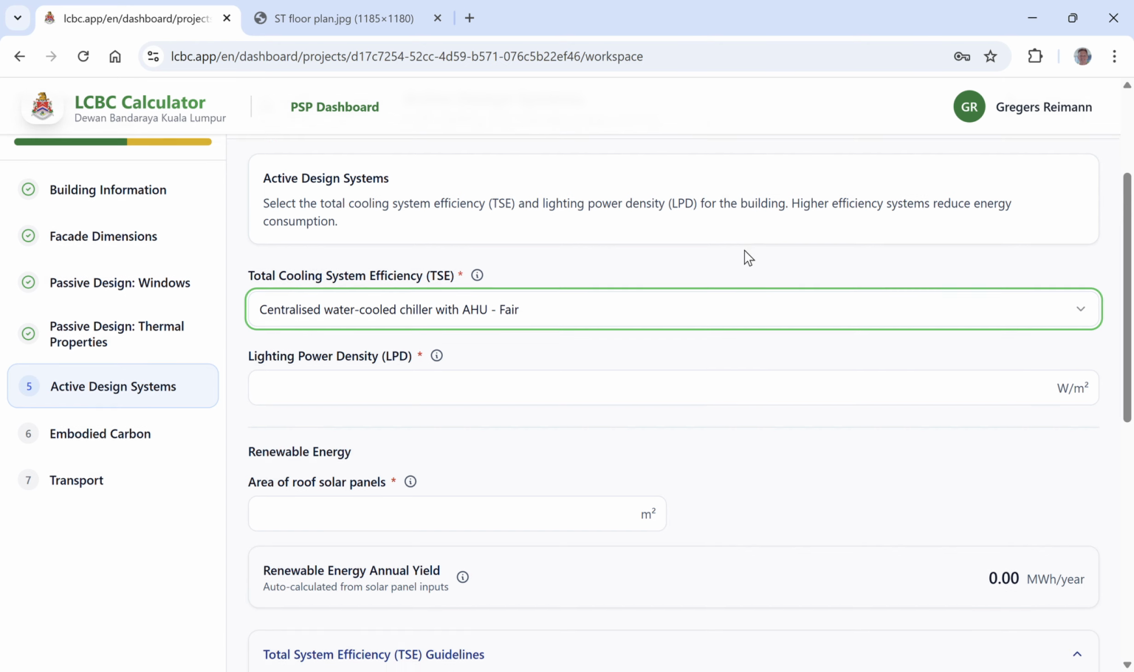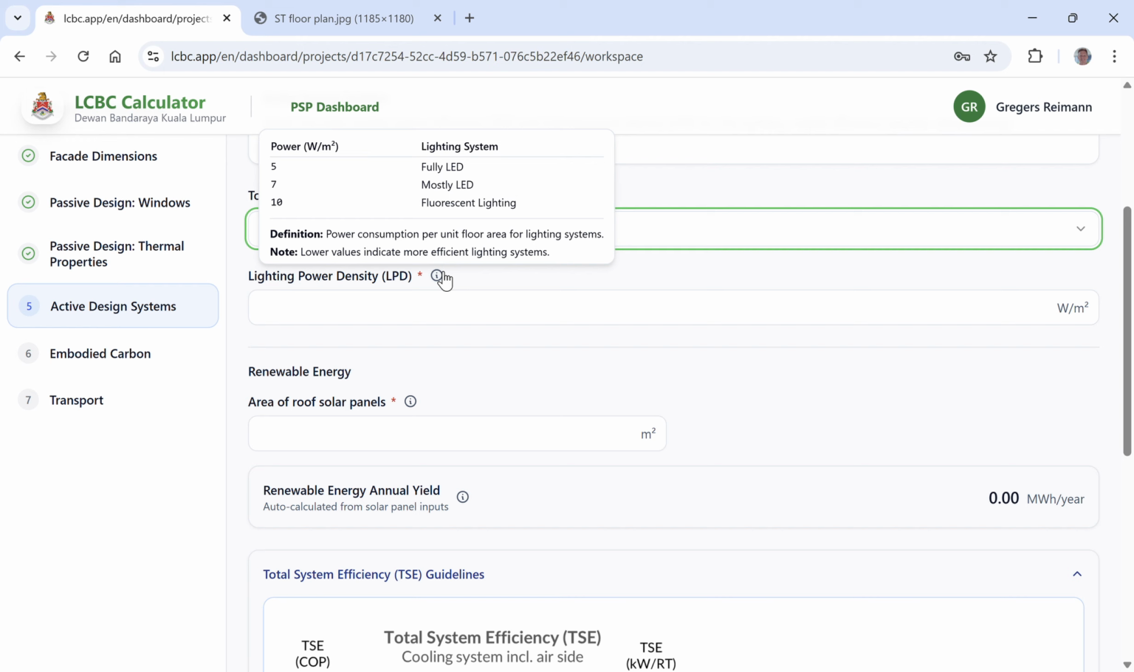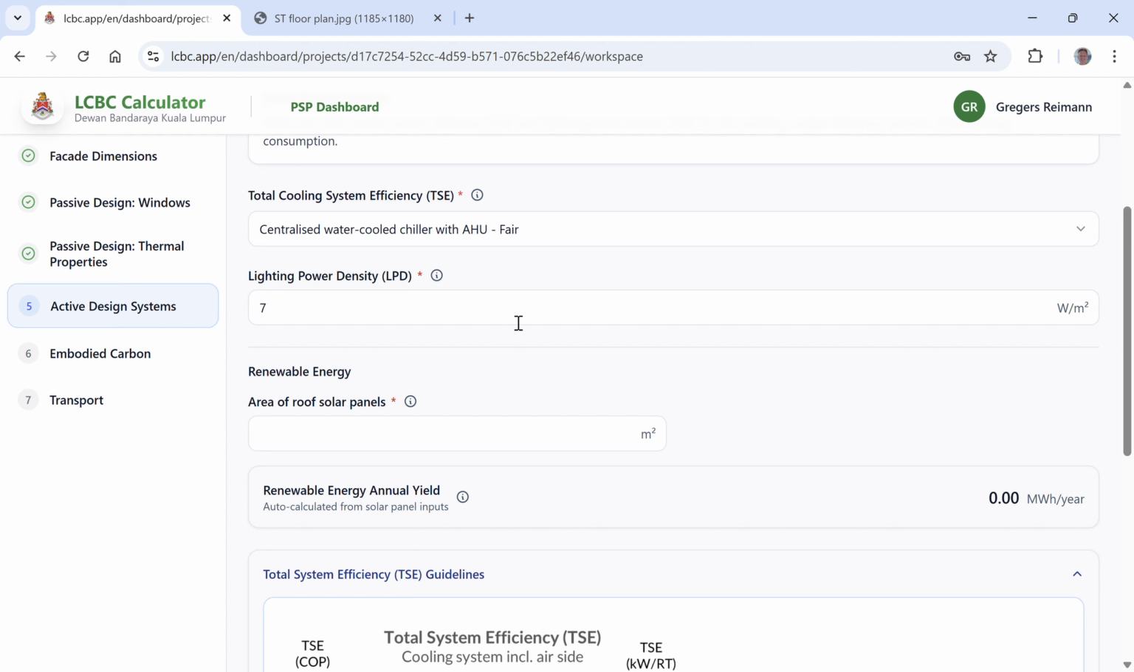So the next one is the lighting power density. And here you can enter a number, and there are some guiding numbers up there. So we'll put 7 for that. How many watts of lighting power per square meter is installed in the building.